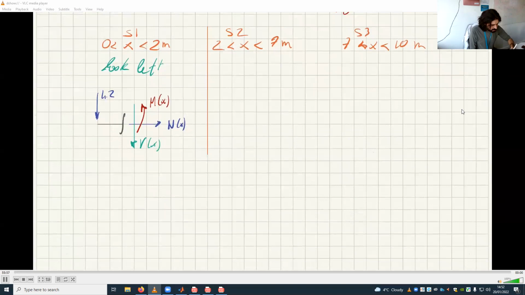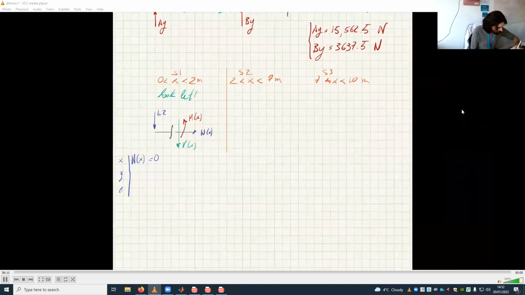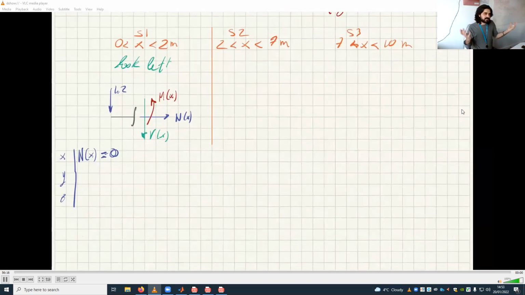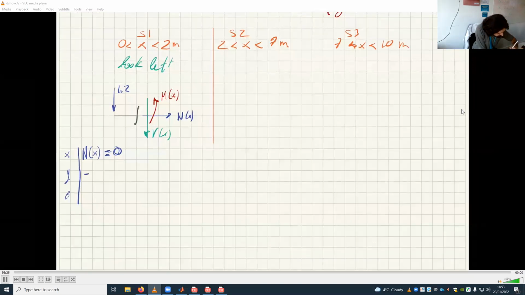Now, if I do equilibrium of this, in the x direction, I have that N of x equals 0. There is no normal force. Makes sense because there is no acting horizontal force. In y, we have minus 4.2 minus V of x equals 0. Do you agree? So that means that V of x is minus 4.2.